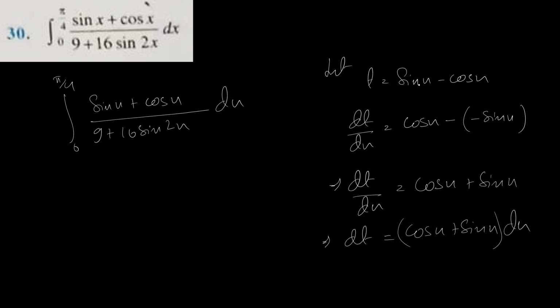Next you see t is equal to sin x minus cos x. If I square it, t square is equal to sin x minus cos x the whole square.